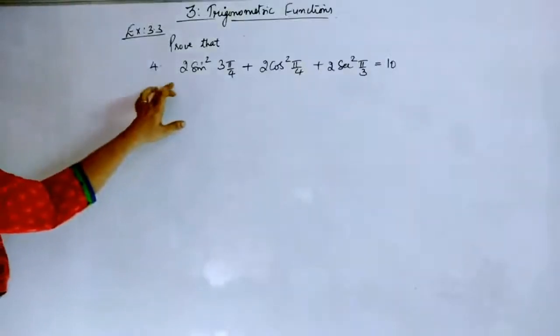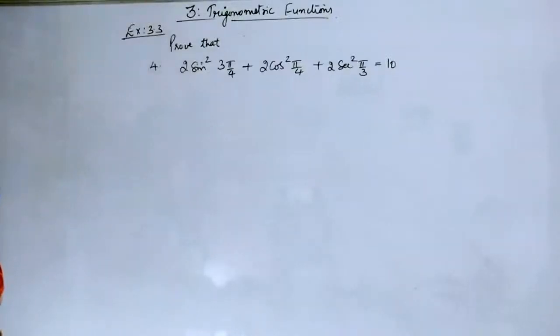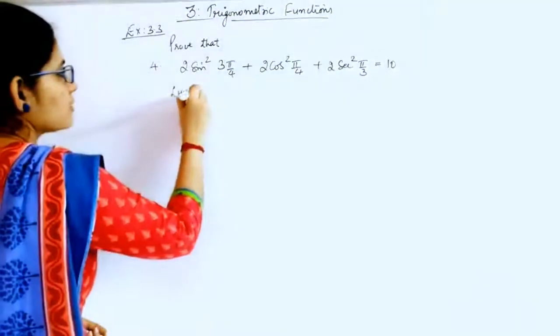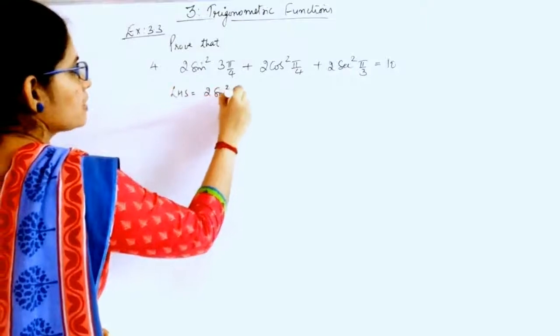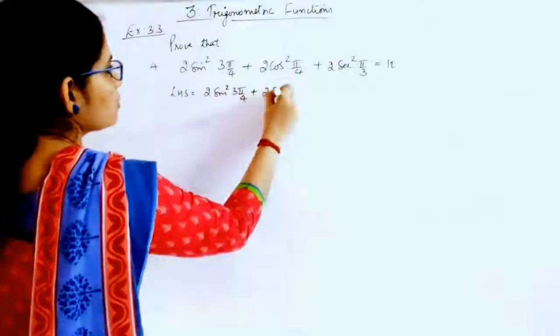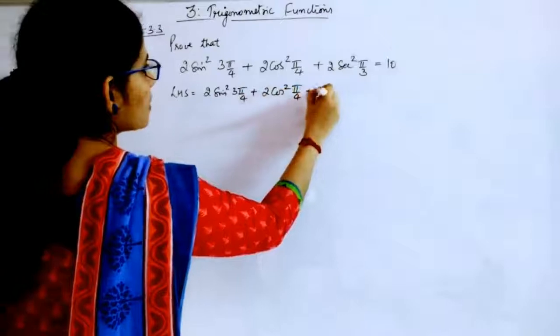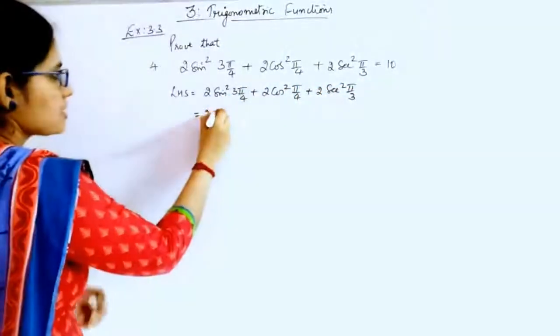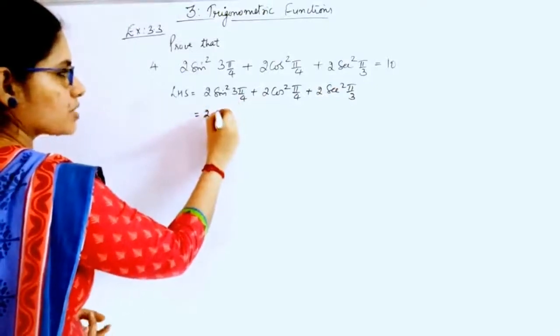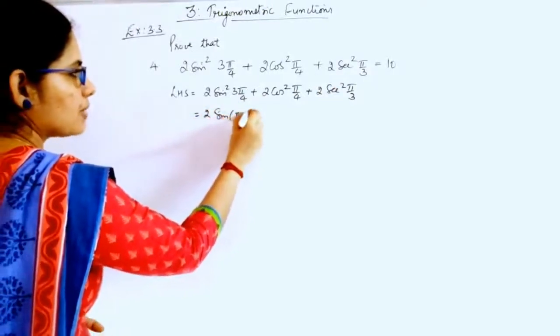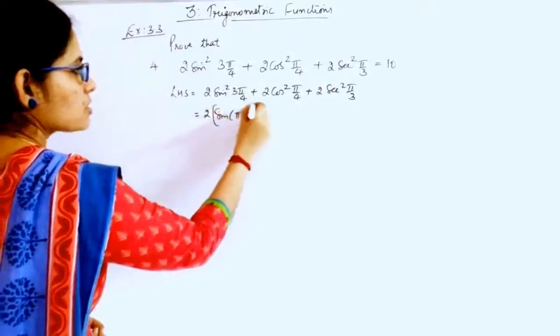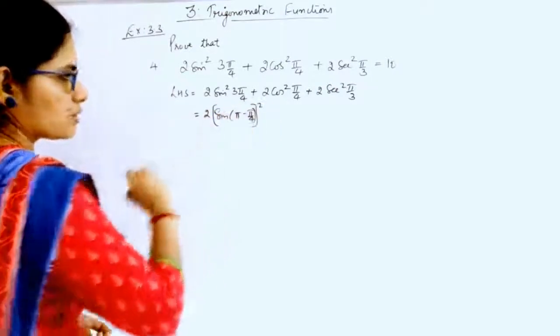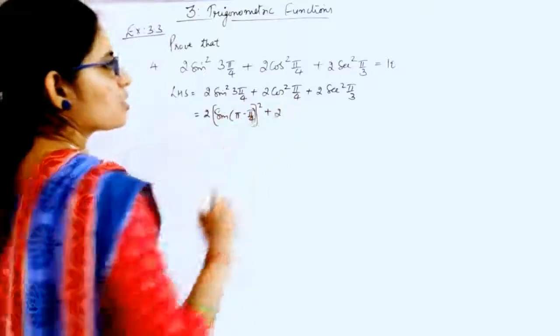Next is the fourth one, which is 2 sine square 3 pi by 4 plus 2 cos square pi by 4 plus 2 sec square pi by 3 is equal to 10. So from LHS, we will get 2 sine square 3 pi by 4, 2 cos square pi by 4 plus 2 sec square pi by 3. Now just we will change what is sine 3 pi by 4. Sine 3 pi by 4 can be written as pi minus pi by 4.